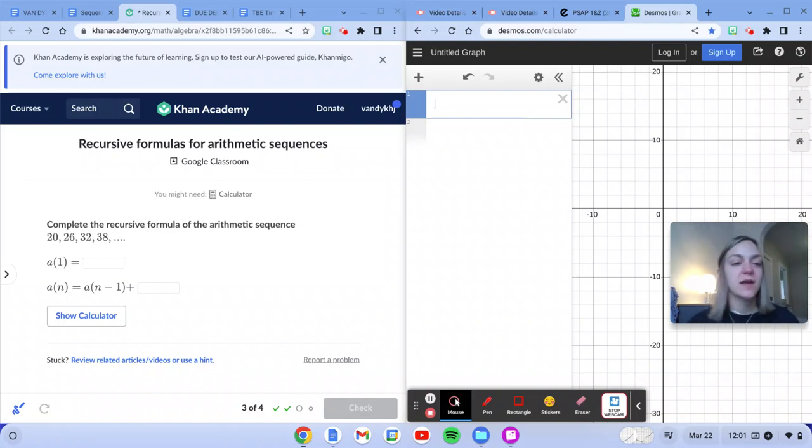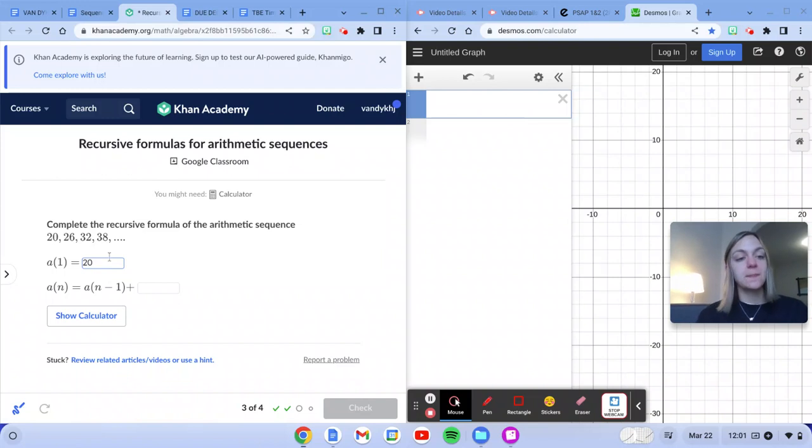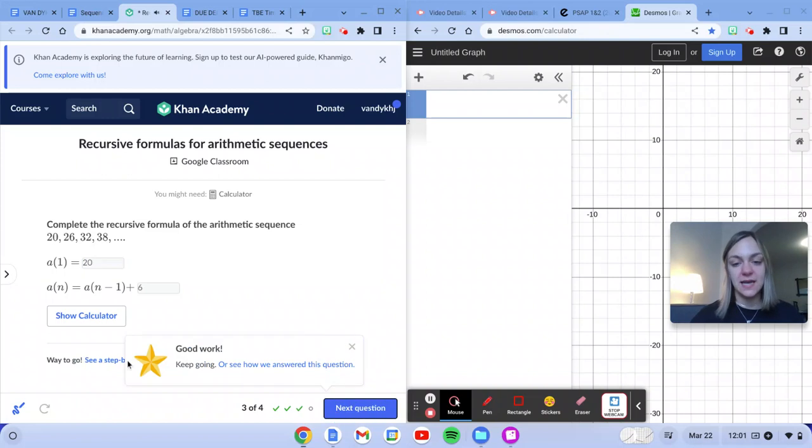We're having fun. So a of 1, our very first term in the sequence, we know to be 20. And now going from 20 to 26, I'm adding 6. Going from 26 to 32, I'm adding 6. Going from 32 to 38, I'm adding 6. So what we're doing is adding 6, and that's what we'll note in our formula.